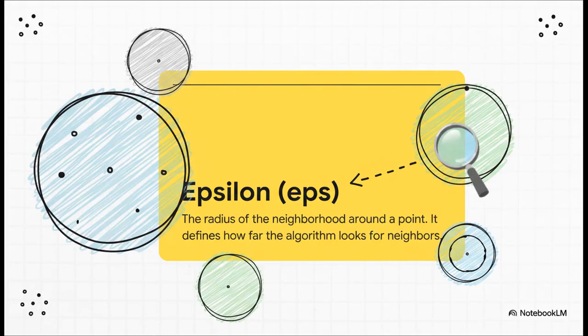To do this, we need to give it two key instructions. The first one is called epsilon, or just eps. Think of it this way. If you're a data point at a crowded party, epsilon is the radius of the circle you draw around yourself. Anybody standing inside that circle is your neighbor. It's that simple. It's just how far we're willing to look for friends.